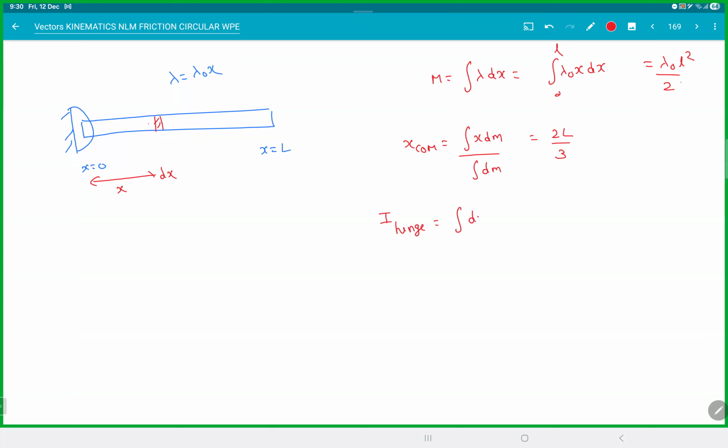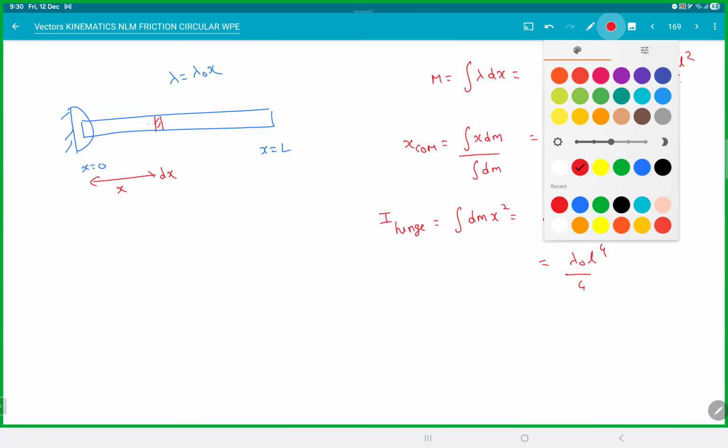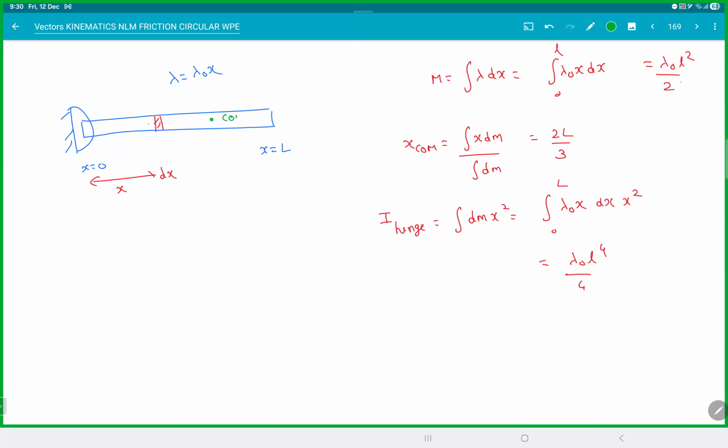Then you have to find I about the hinge, the moment of inertia. That is integral dm x square, which is lambda naught x dx x square. That is lambda naught L power 4 by 4. Got it? Now, when you draw the free body diagram, you have to write mg from the center of mass. Therefore, torque about the hinge will be mg 2L by 3 is equal to I about the hinge into alpha. You're getting the problem there? You have to integrate for m, center of mass, and moment of inertia. You have to do 3 integrations.